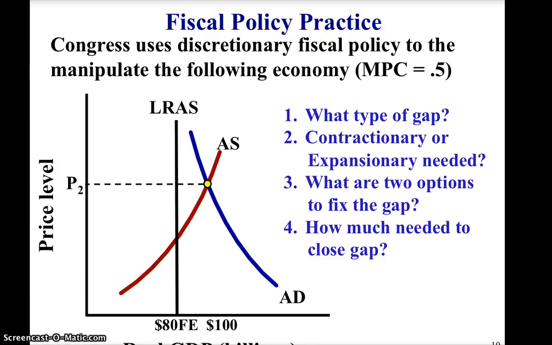And here, if you look at the numbers, it looks like we have a $20 billion inflationary gap. So it looks like the MPC is 0.5. That means the MPS is 0.5 and the multiplier is 2. So in this case we need to shrink spending. If there's a $20 billion gap, we need to shrink spending by $10 billion and let the spending multiplier close that gap. Okay, we need to decrease spending by $10 billion.